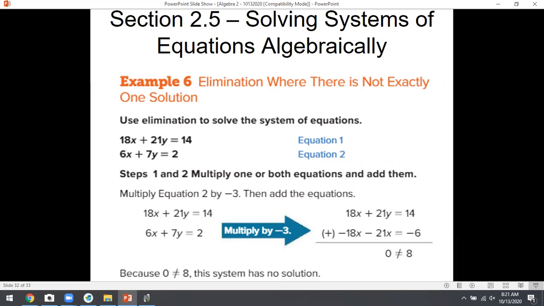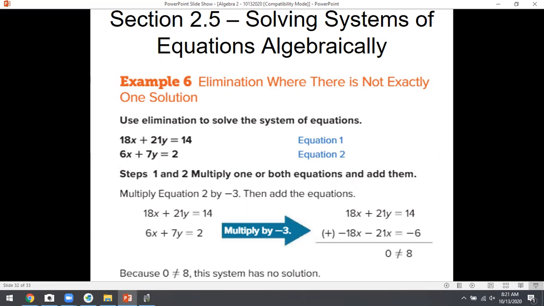We got this system of equations, 18x plus 21y equals 14. Second equation is 6x plus 7y equals 2. Again, it's kind of up to you what you want to eliminate. What do you feel like, x's or y's?